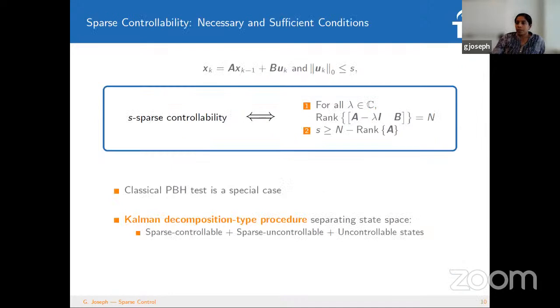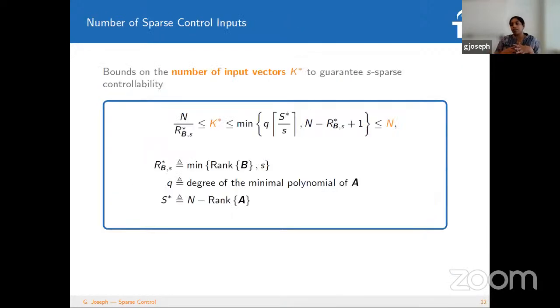Okay, so the next result is on the number of sparse control inputs. If you look at the Kalman type rank test, it ensures that you need at most n inputs to control a system. The Kalman rank test, if you recall, we substituted capital K equal to n. So it tells us that you need at most n inputs to control a system.